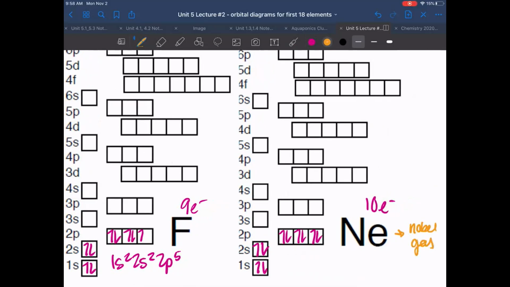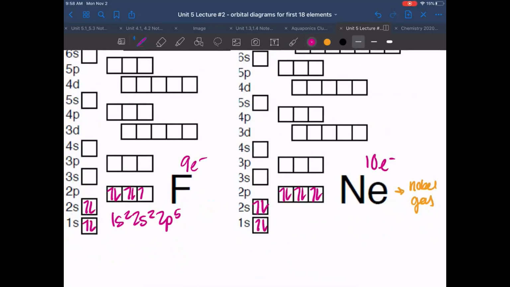And the way its electrons are is why. So what it means to be a noble gas is you are inert and non-reactive. And so, because the electrons fill the sublevel completely, this makes it very stable.